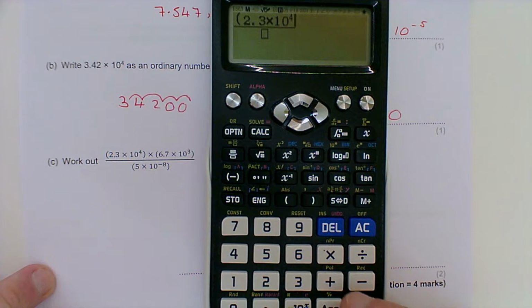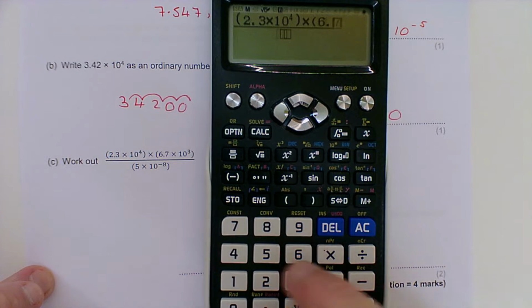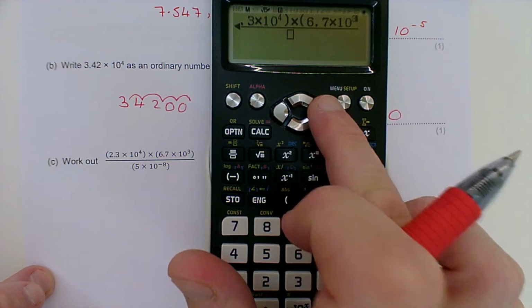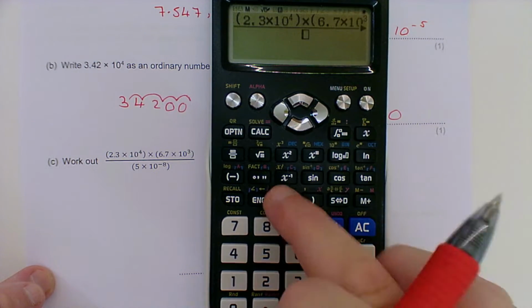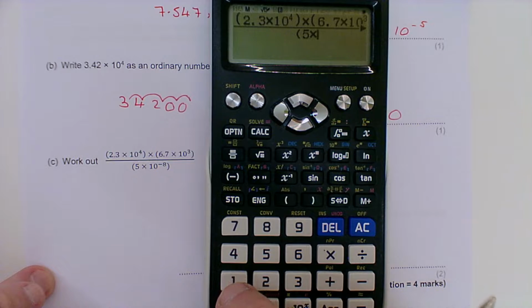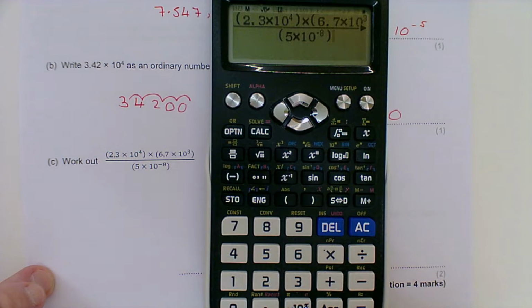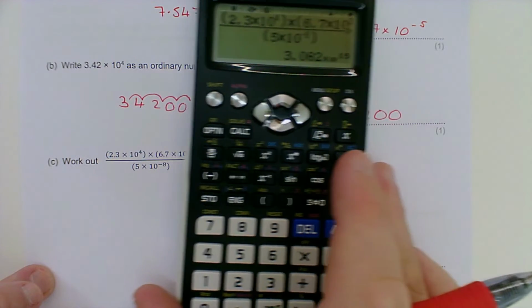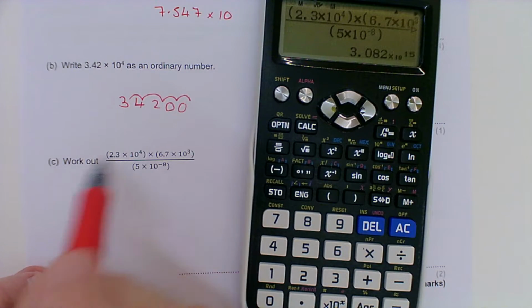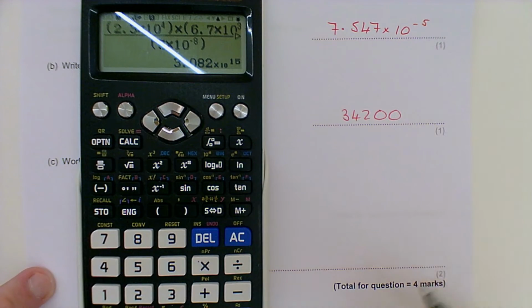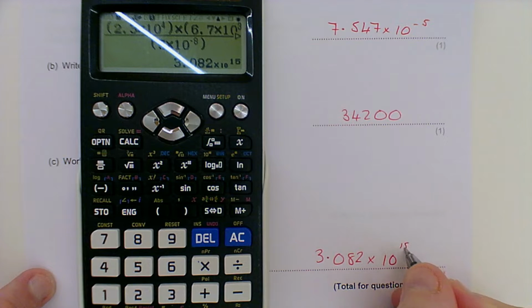Make sure you move across. Close my bracket. Times, open bracket, 6.7 times 10 to the power 3. Close my bracket, over, open my bracket, 5 times 10 to the power negative 8. So I've literally typed it in exactly as I see it. Press equals, and I get an answer. Because the question's in standard form, the answer has to be in standard form. It's going to be 3.082 times 10 to the 15.